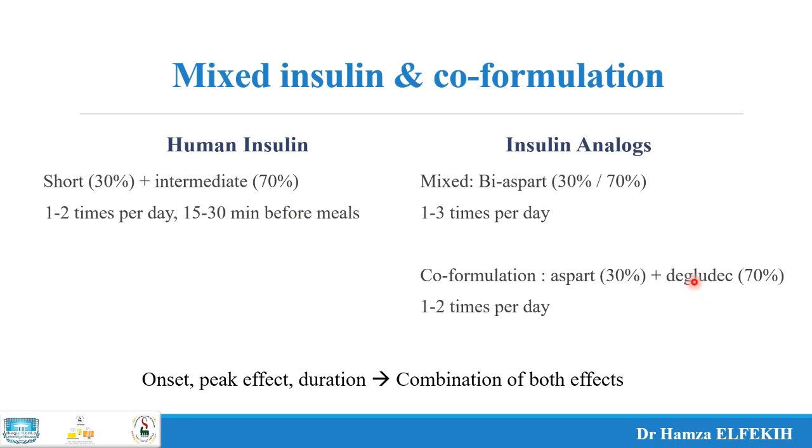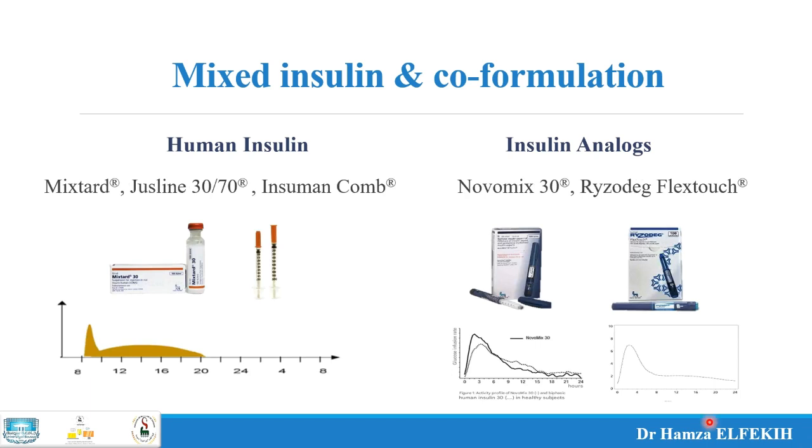Degludec, which is Tresiba, takes effect up to 36 hours. The administration could be done up to twice per day. So we have the combination of both effects like this. We have first secretion, so we have here the first peak, and in the case of human insulin we have the intermediate effect up to 12 hours. So in Tunisia, we have Mixtard and Gensulin 30.